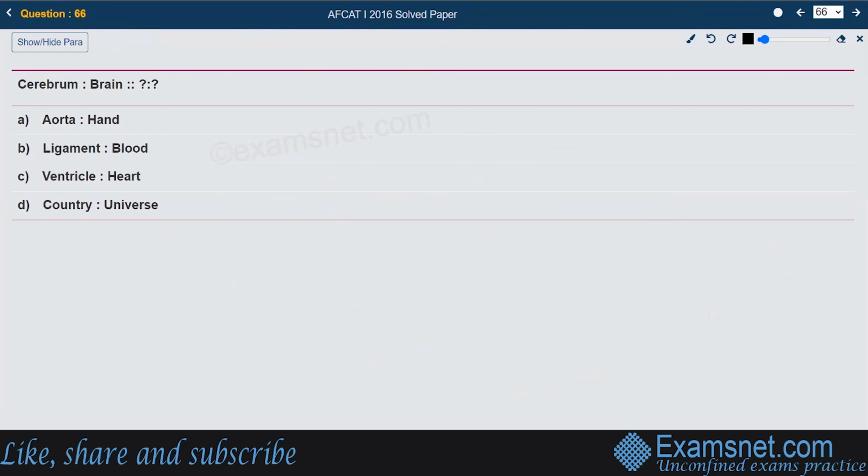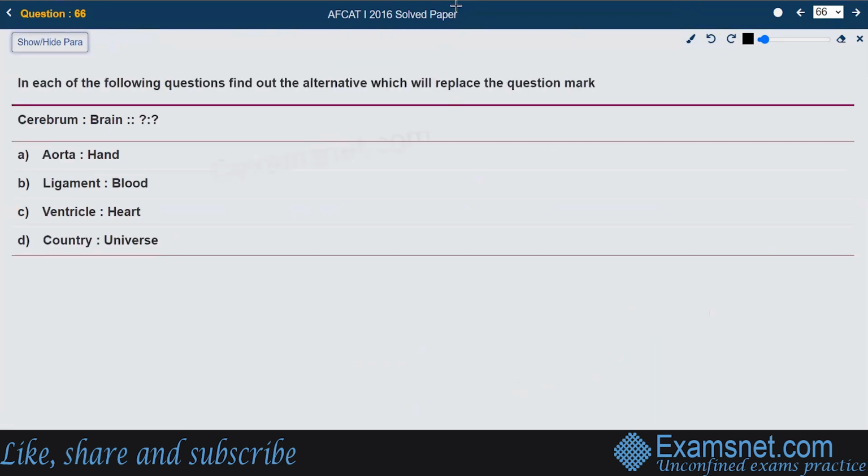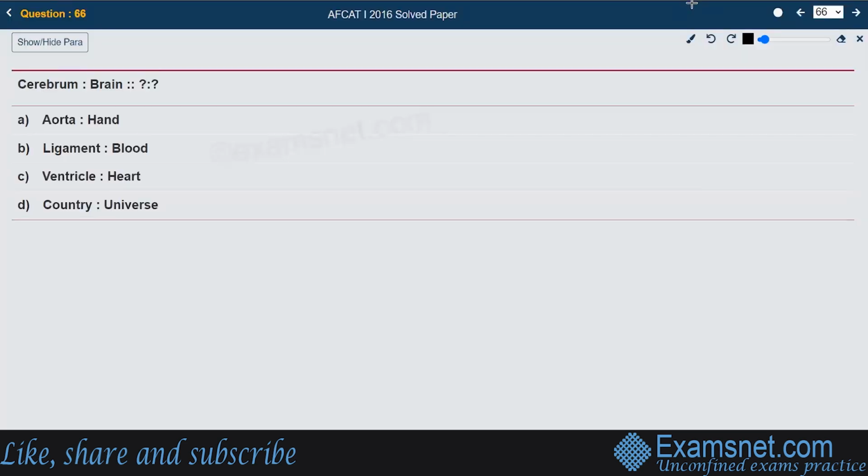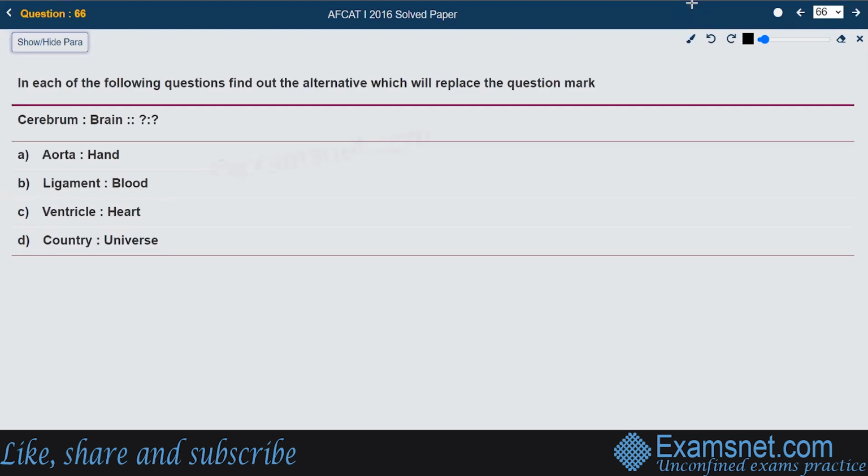Now, what are we supposed to do in this question? For question number 66: in each of the following questions, find out the alternative which will replace the question mark. Whatever link is there between the first two words, the same link should be there in the answer options, that is words 3 and 4.